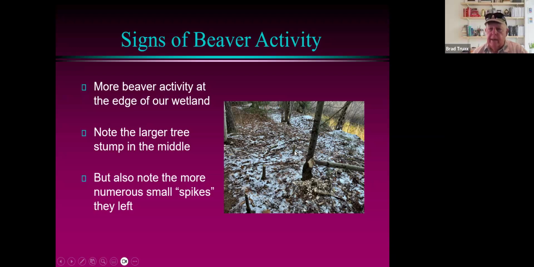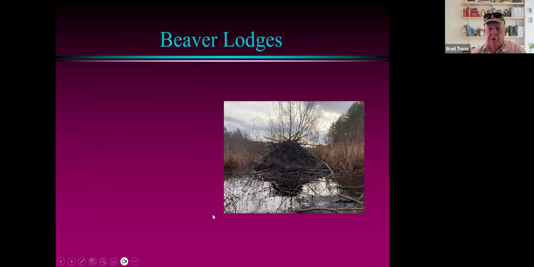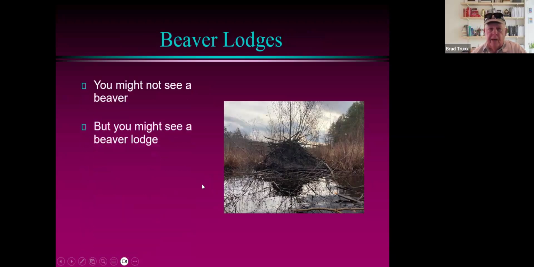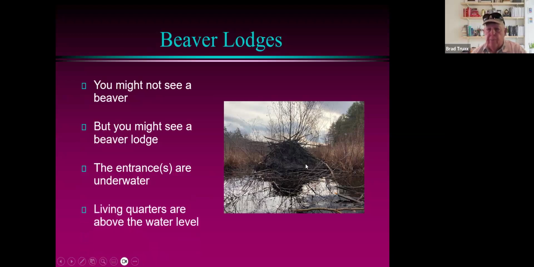Beavers in particular like saplings that are about 3 inches in diameter. They'll cut these off and they'll take these and put these underwater by their beaver habitats, and they'll eat on these in the winter. This is basically showing a beaver lodge. And again, you can see above ground here, you might not see the beaver, but you might see his lodge. And the entrance is actually underwater. There are actually probably 2 entrances and exits, but the living quarters are actually above the water level.